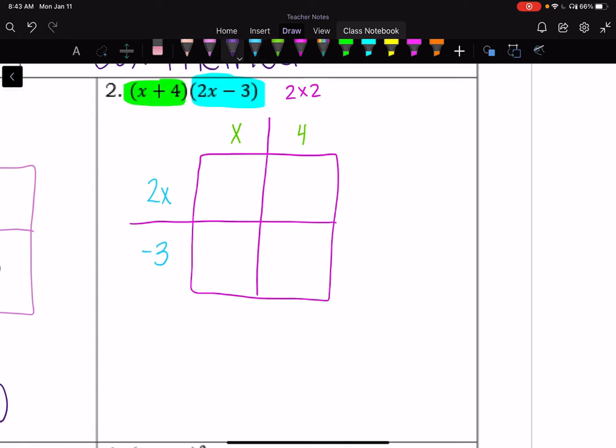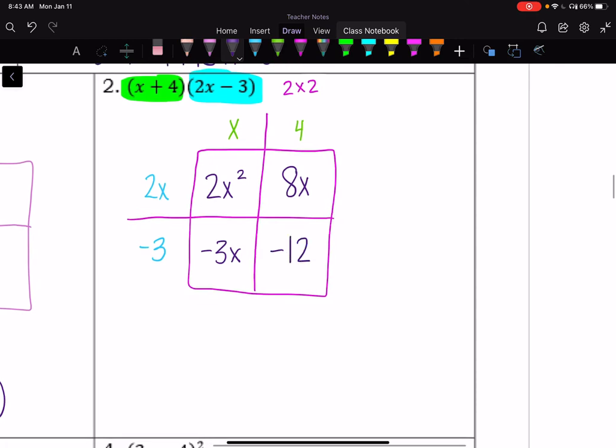Now I'm going to complete my multiplication. I'm going to multiply 2x and x in the first box to get 2x squared, 2x and 4 in the second box to get 8x, x and negative 3 for the third box to get negative 3x, and negative 3 and 4 in the last box to get negative 12.